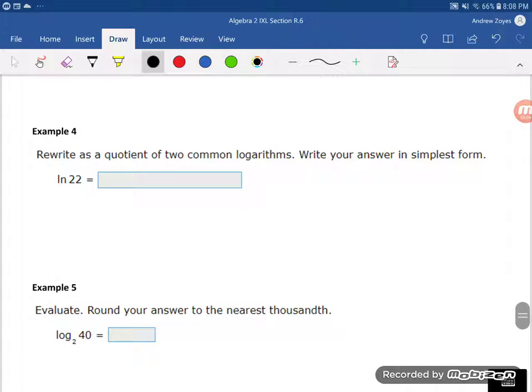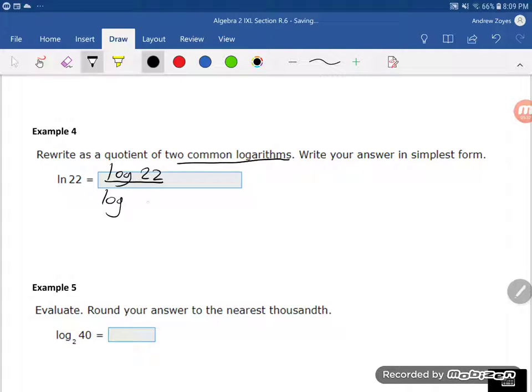Okay, example 4. Rewrite as the quotient of two common logarithms. Write your answer in simplest form. So we have ln of 22, and they want common logarithms. So we're going to go ahead and set up our logs. So log, we don't have to write the base because it's a common log. And then the big number will go up top, so 22.